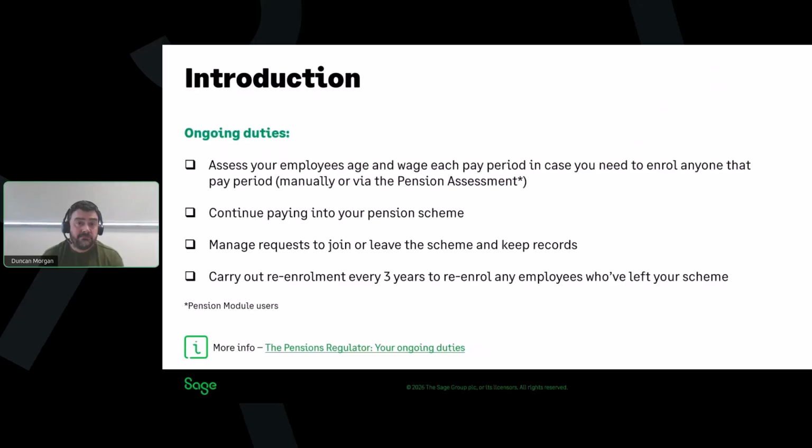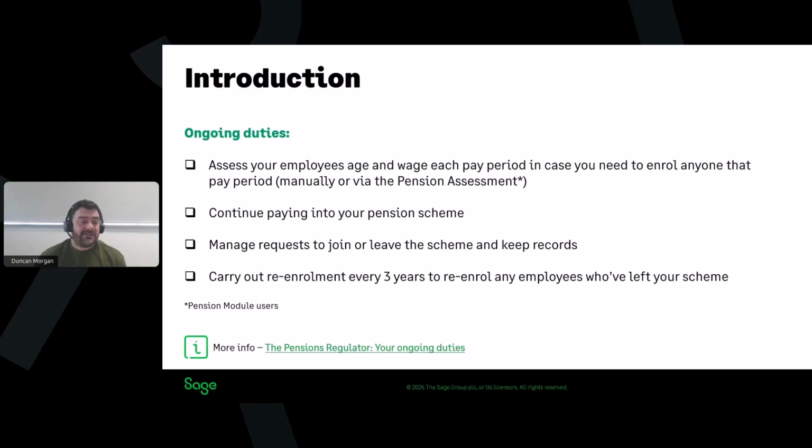You need to ensure that you are paying into the pension scheme. So making sure you are contributing the minimum contribution as an employer and that the total minimum contribution is met and paid over to your pension provider. You need to manage requests from employees to join or leave the scheme, known as opting in or opting out, and keep records of such requests. And then every 3 years, you have a duty to carry out re-enrollment, which will involve putting employees who left or opted out of your pension scheme back in, and then giving them the option to opt out again if they want to come out again. And we do cover re-enrollment duties as a separate webinar as part of this series.